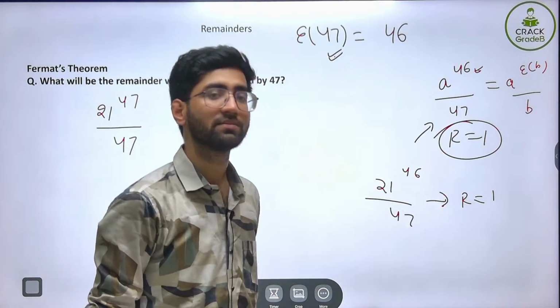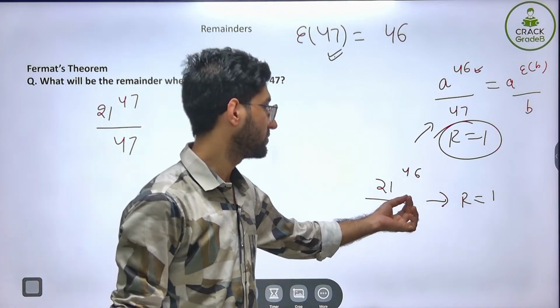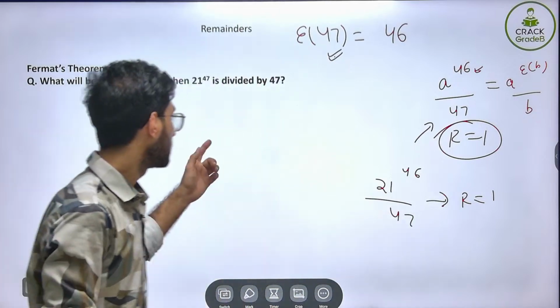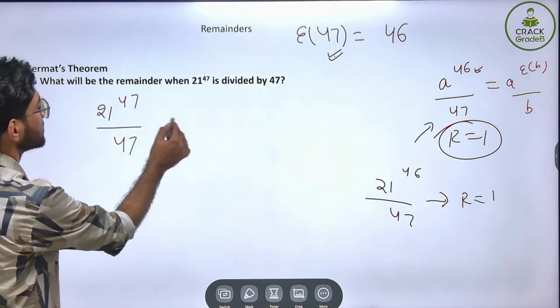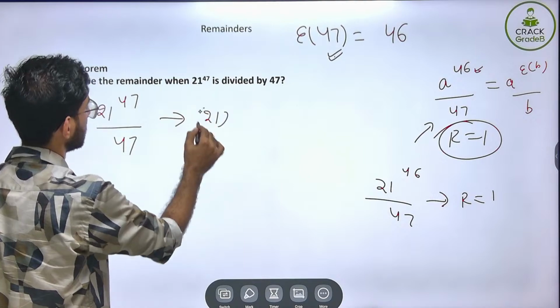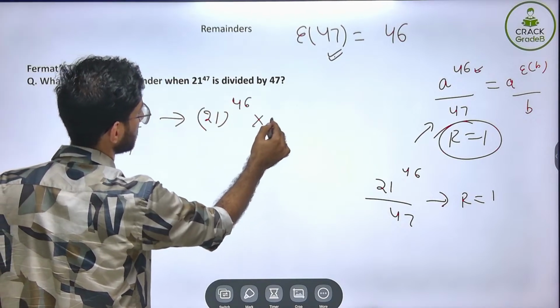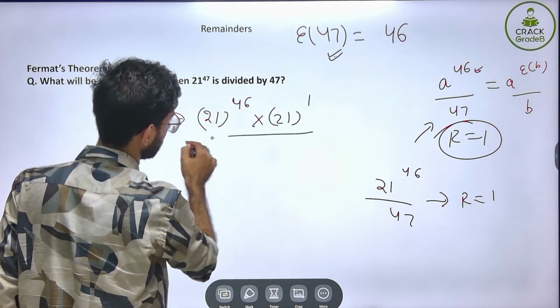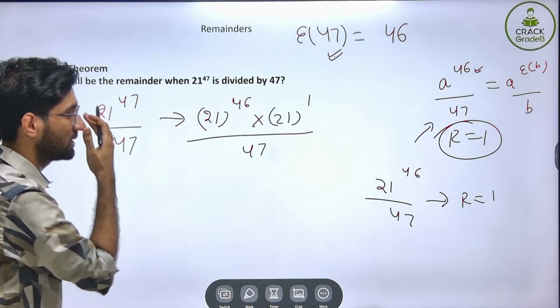That's why you will get remainder that is equal to 1. Now try to apply that thing here. So basically, you can write 21 to the power 47 as 21 to the power 46 into 21 to the power 1, divided by 47.